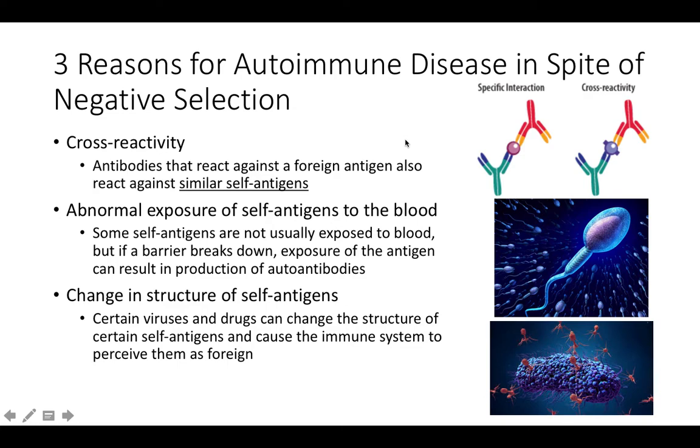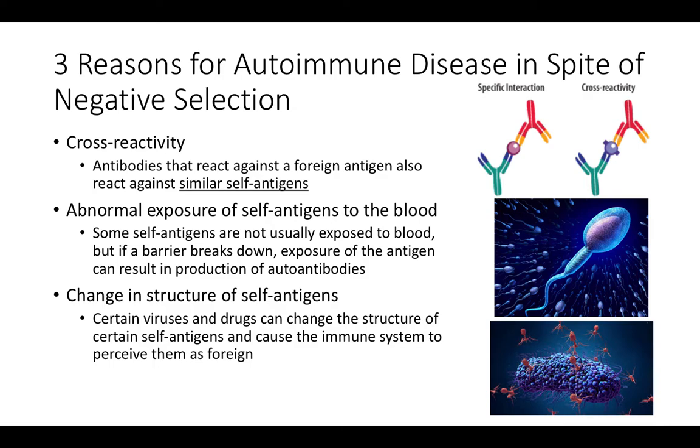Another reason that this can happen is when you have abnormal exposure of your own antigens to the blood. So this can happen with sperm. So typically your sperm are kept separate from the bloodstream by a barrier. But if that barrier breaks down and you get exposure of these sperm to the bloodstream, your body will recognize those sperm as foreign and start to produce antibodies against them, which will attack the sperm, and then this can actually cause some men to become sterile.